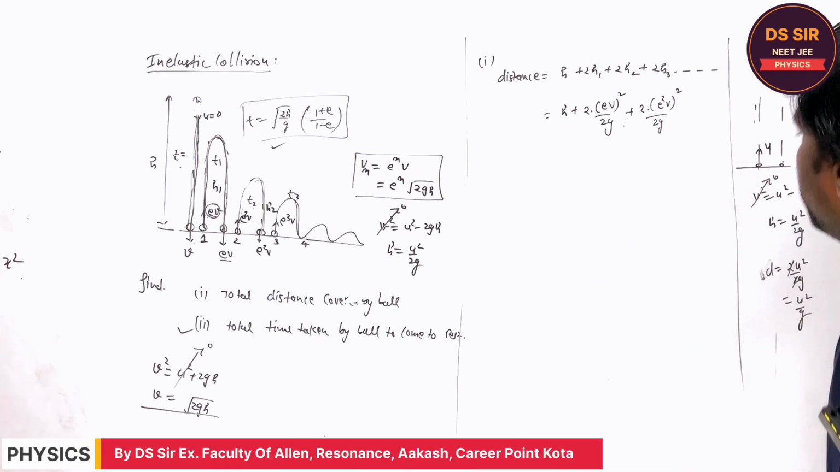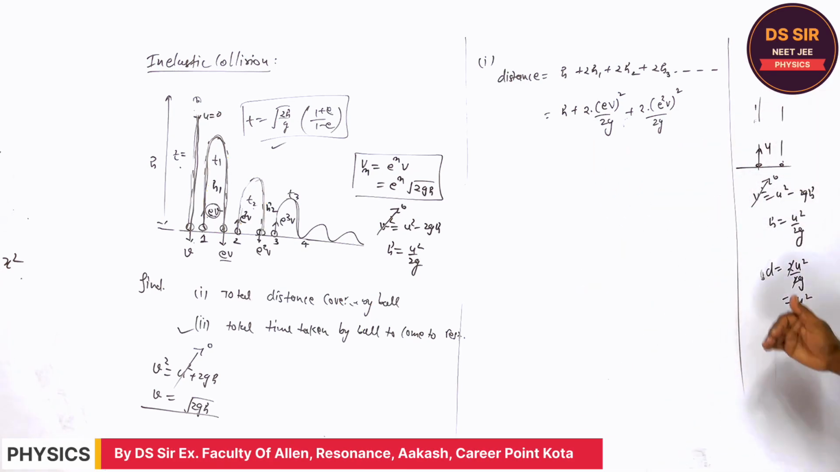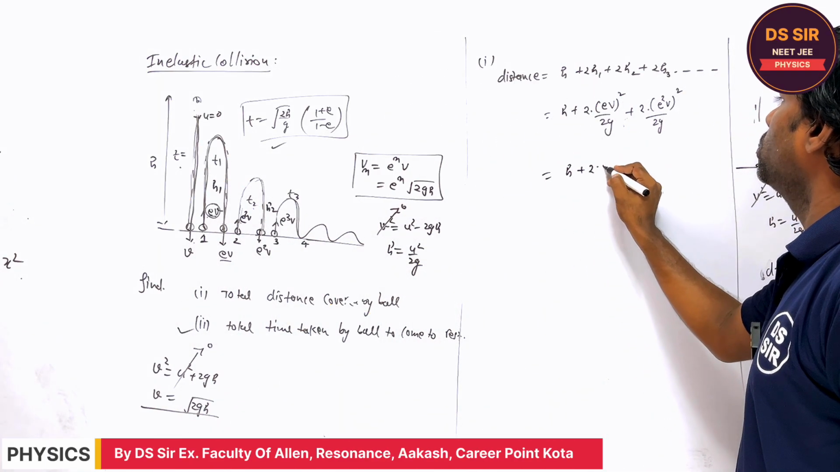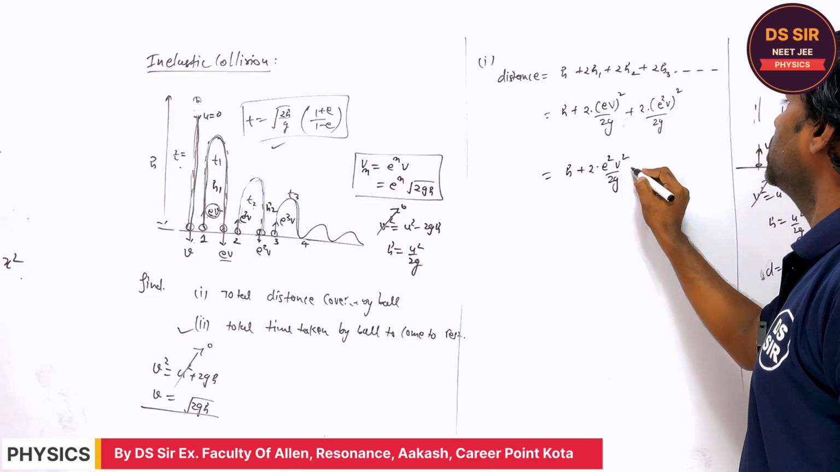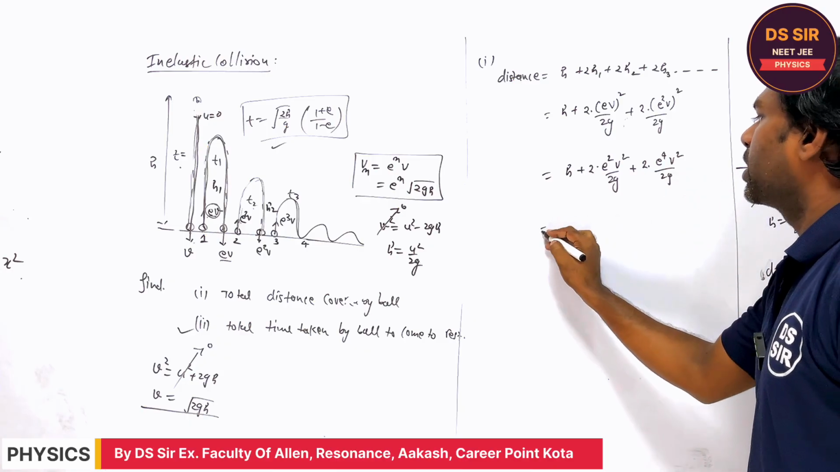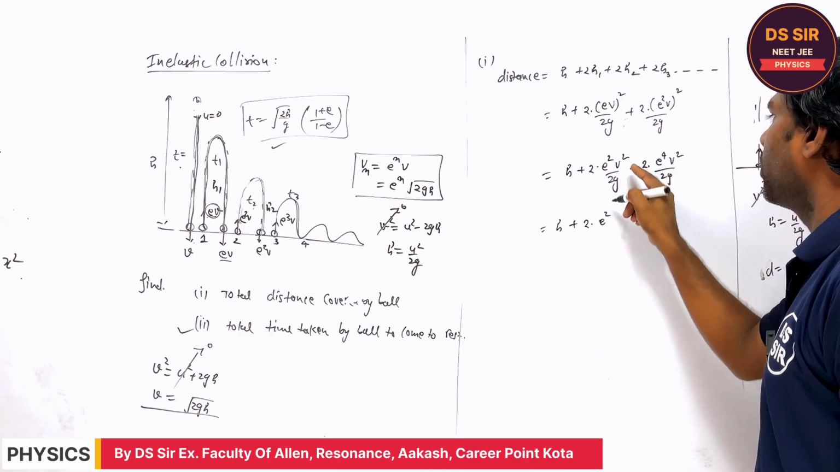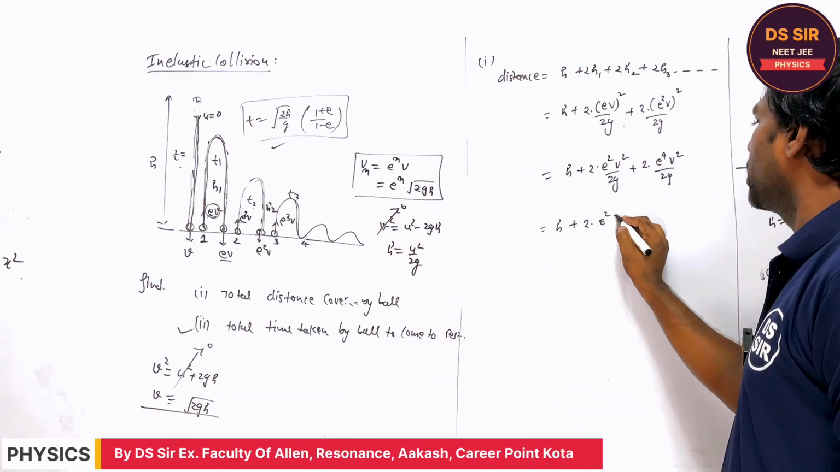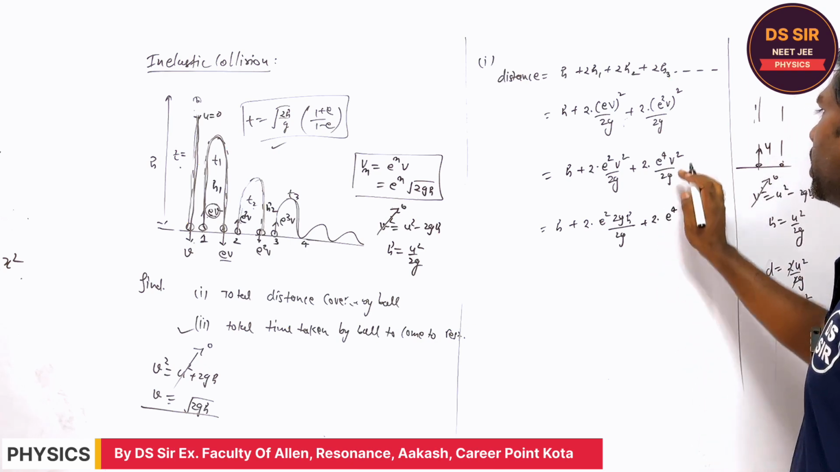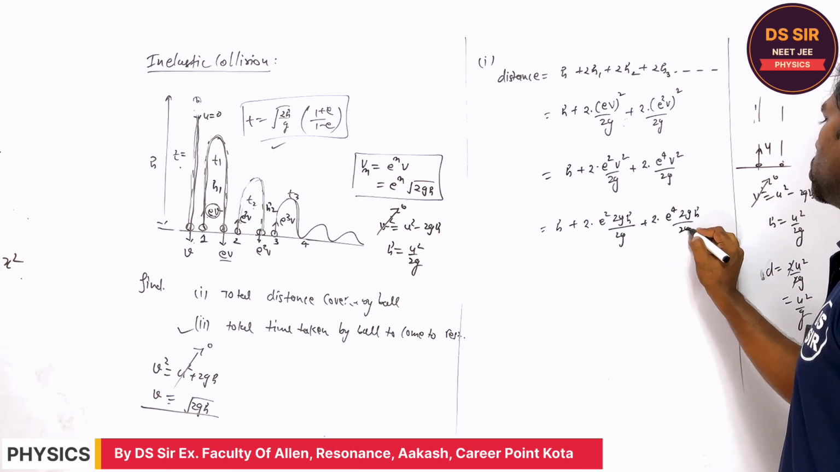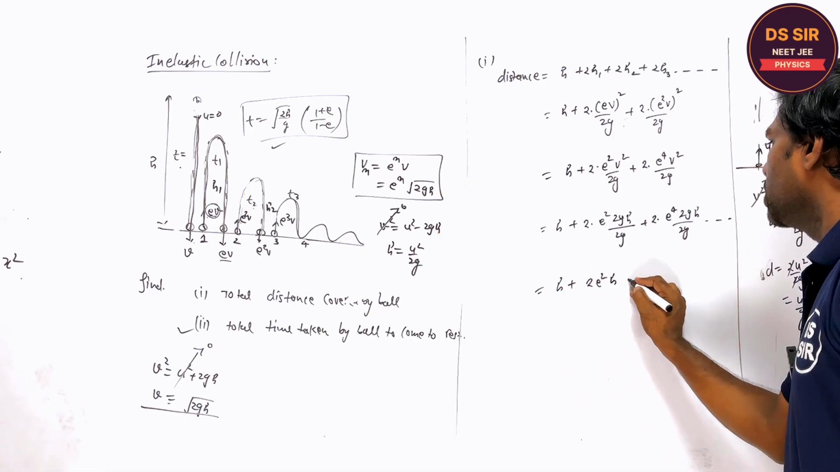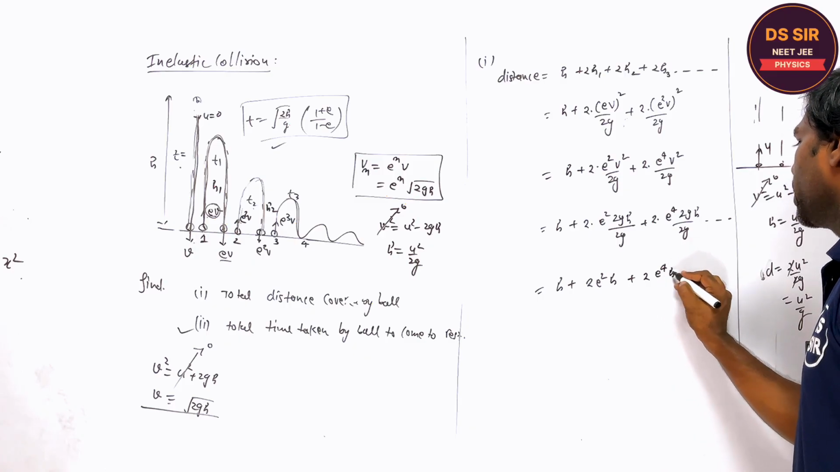Any confusion in this expression? Please tell. Yes, copy this first. So now we can put the value. Say h plus 2 into e square v square upon 2g plus 2 into e to the power 4 v square upon 2g and so on. What is the value of v square? The value of v square is 2gh. So 2gh upon 2g plus 2 times e to the power 4, 2gh upon 2g and so on, so h plus 2e square h plus 2e to the power 4 h and so on.